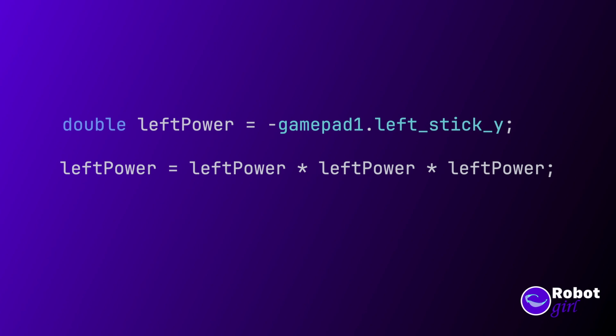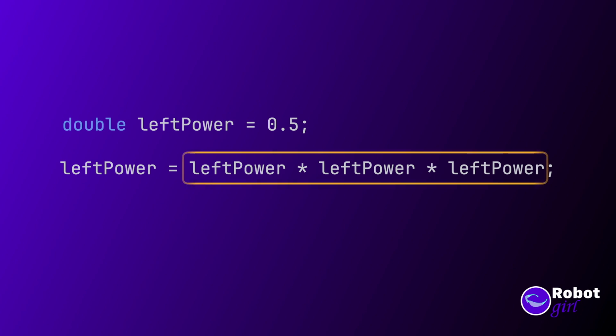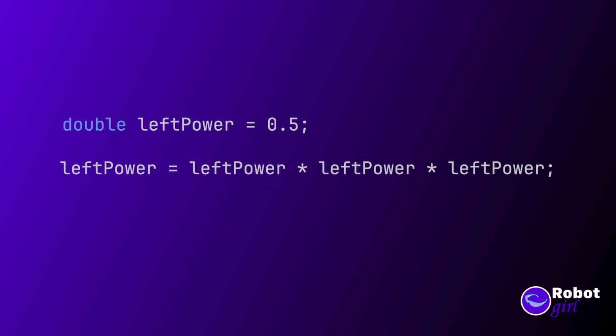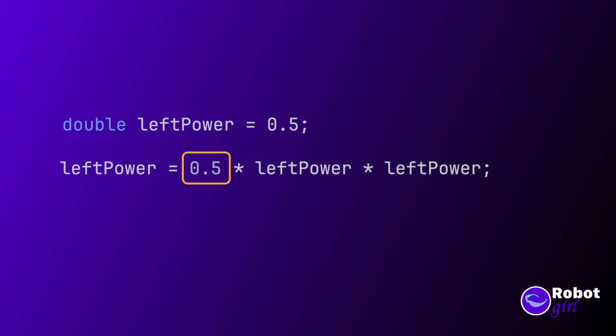For our example here, we're going to imagine that the value coming in from the joystick is 0.5. Assignment operators work a bit differently than most. The right side is evaluated first. That means it will wait until everything is figured out on the right side before it stores the result in left power, sitting on its left side. So let's start on the right side of the equals first. The first thing is a variable, which we know is 0.5.